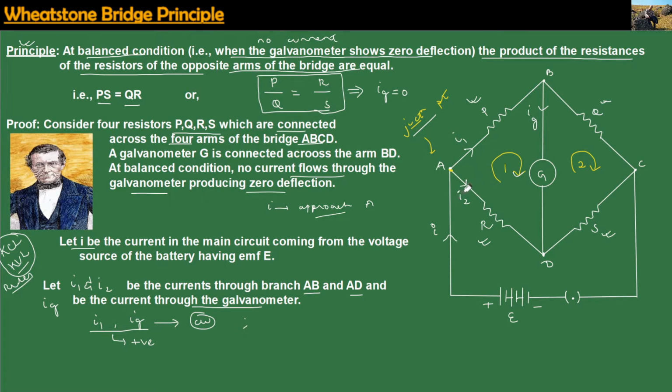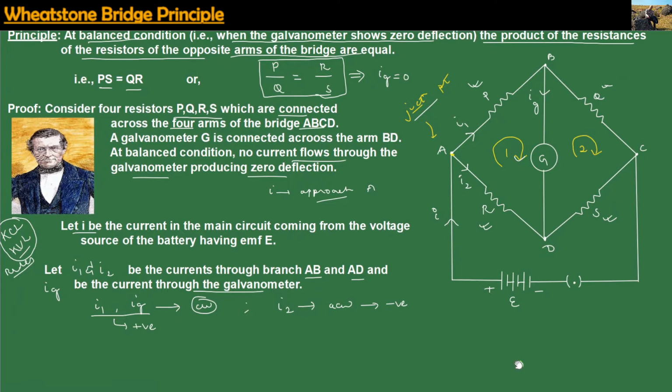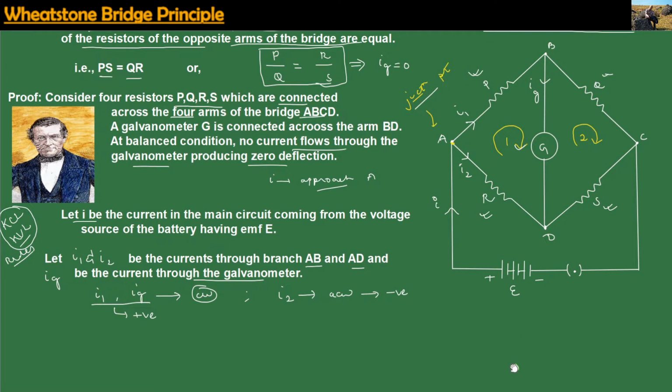Now, when we look with respect to point A on loop A, B, D, A, this current I2 is opposite to this direction. So it is anti-clockwise with respect to point A, which means this current I2 will be negative. So let us apply Kirchhoff's current law first at point B.